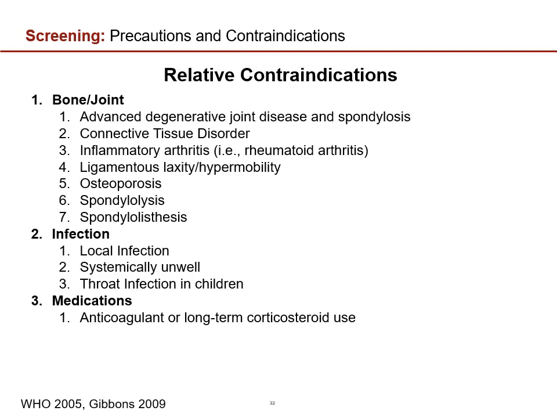Okay, very similar categories to what we saw with the contraindications. So bone and joint, advanced degenerative diseases, connective tissue disorders. Again, you're going to want to, as a clinician, risk stratify this person and the appropriateness of whether spinal manipulation would be beneficial. An example here would be osteoporosis.